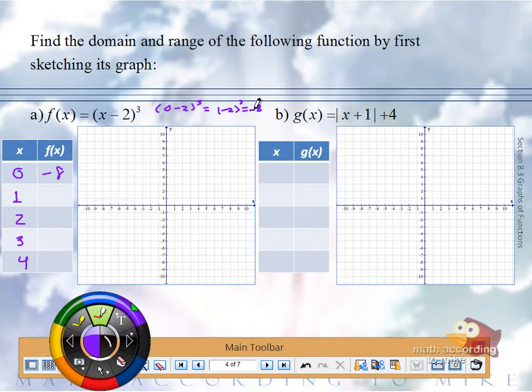What is 1 minus 2 quantity cubed? -1. 2 minus 2 quantity cubed is 0. 3 minus 2 quantity cubed is 1. 4 minus 2 quantity cubed is 8.